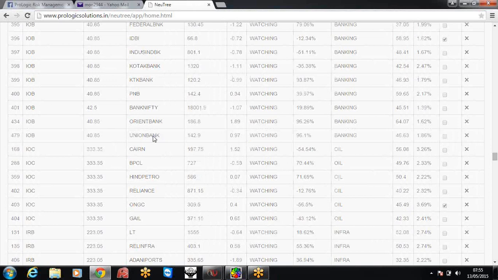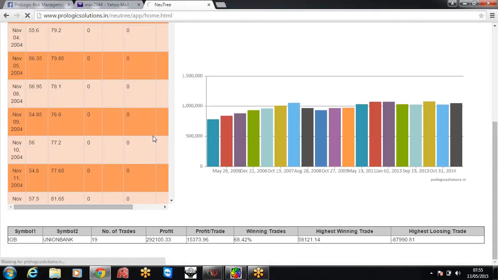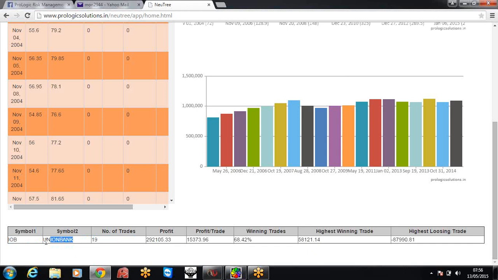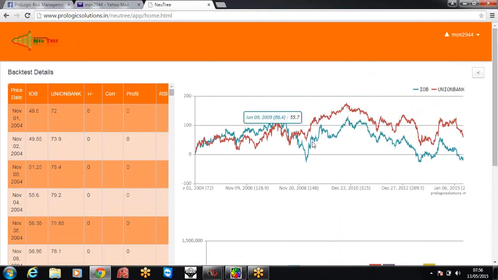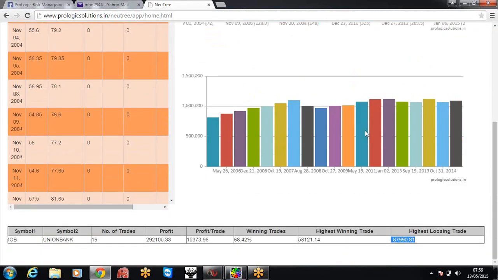Let me just show you when the call was generated, what was the investment and what are your profits. So we have something like 19 trades in this particular pair, IOB and Union Bank. In these 19 trades, around 70% are winning trades. The highest winning trade is 521. Highest losing trade 89,000. See, this highest losing trade might not be this high. That would have happened because of some split or dividend.